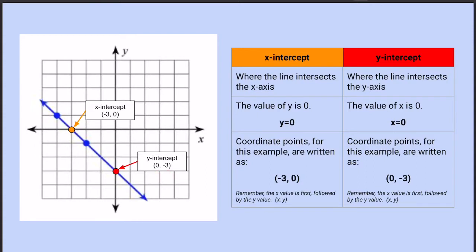So if you notice, when we talk about the y-intercept, the value of x is equal to 0. That's why the coordinate points are written this way. X is always equal to 0 when we are looking for the y-intercept. So if you look here, the x-intercept is where the line intersects the x-axis. The y-intercept is where the line intersects the y-axis. For the x-intercept, the value of y is 0. For the y-intercept, the value of x is 0. Okay, so keep that in mind.